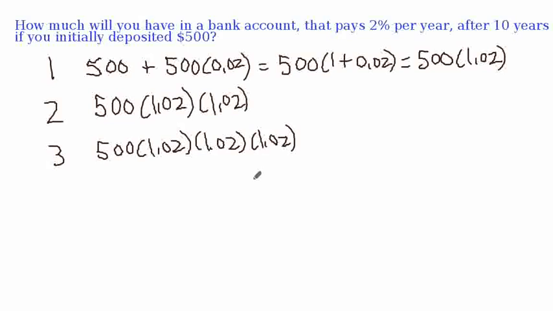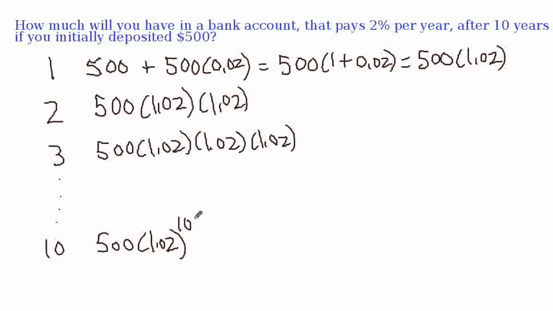Okay, now each year, how many 1.02s are you going to have in the product? Can you see that you're going to have the same number as the year that it is? So year 1, you had one single 1.02. Year 3, you had 3 of them. If you wanted to know how much money you're going to have after 10 years, you would do 500 times 1.02 to the 10th power, right? Okay, here is, in a nutshell, how you do compound interest calculations.